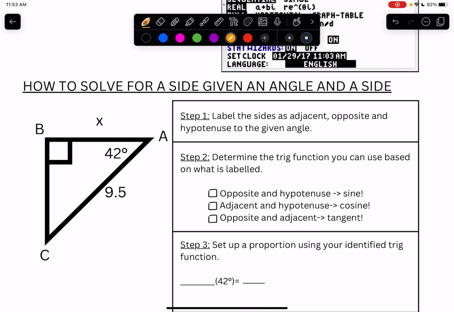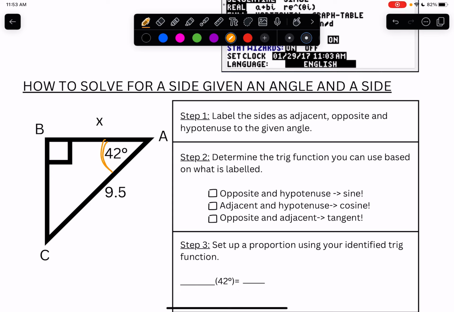So if we want to solve for a side given an angle and a side, before we could use the Pythagorean theorem when we had two sides. But if you're just given one side, you can still figure out a side of a triangle if you're also given an angle. So here I'm given angle A is 42 degrees.